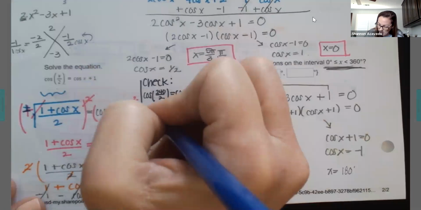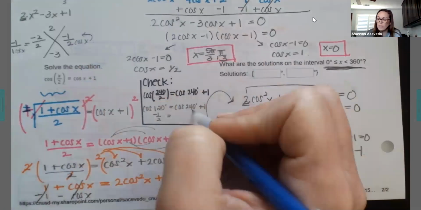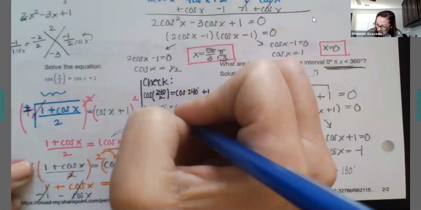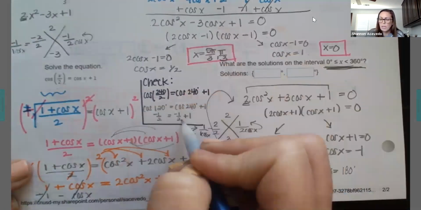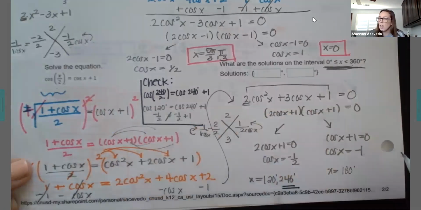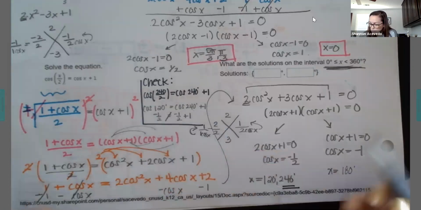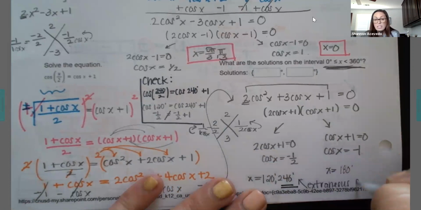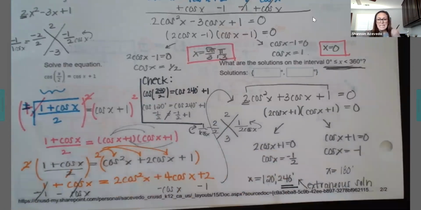So -1/2 then should equal cosine of 240, which is a -1/2, plus 1. Well, that's going to give me a +1/2, right? So these two sides aren't equal. That is not equal. So although it looks like it should be equal, they are not equal. And so this is what we would call an extraneous solution. It's a solution we solved for, but it doesn't actually work. So this is not valid.